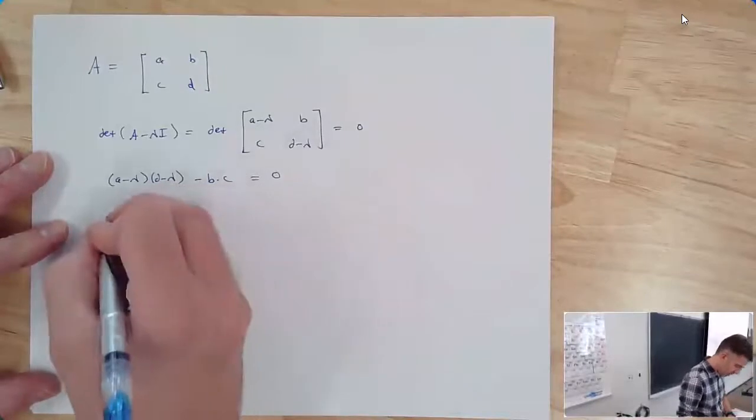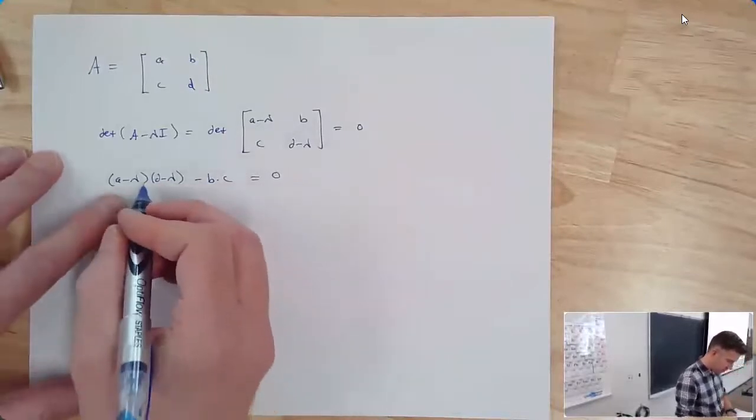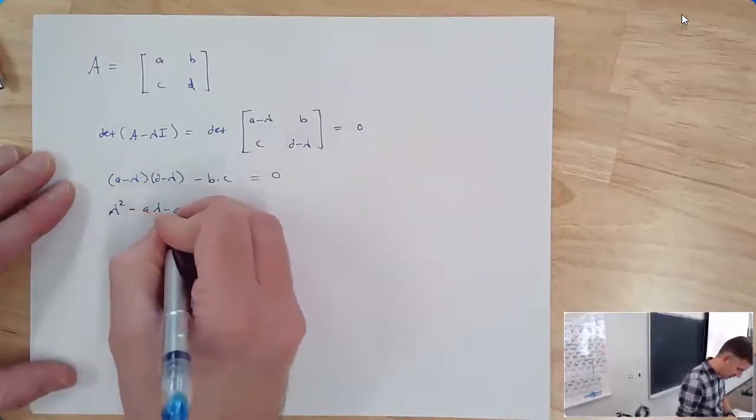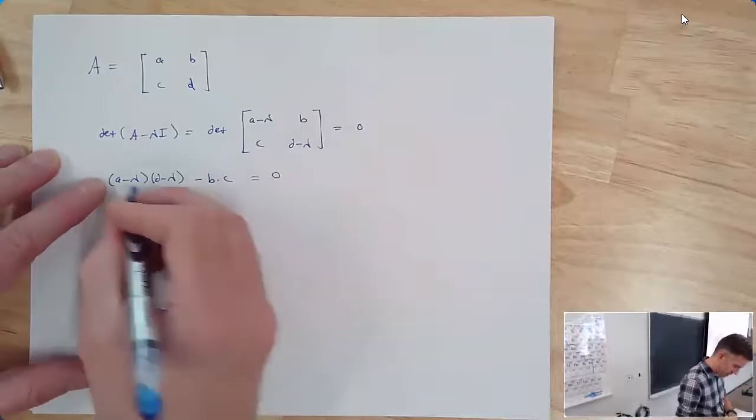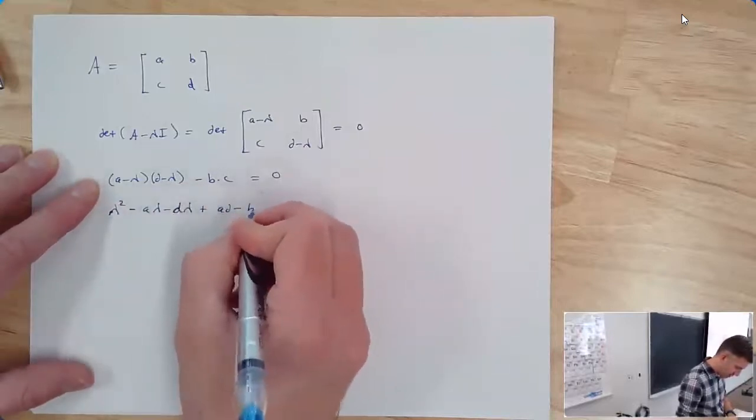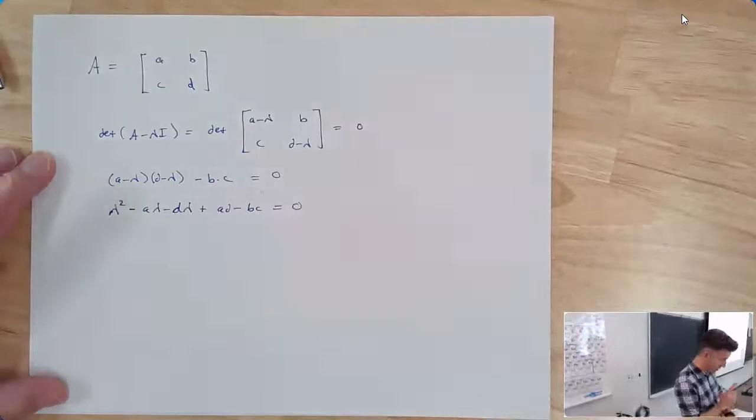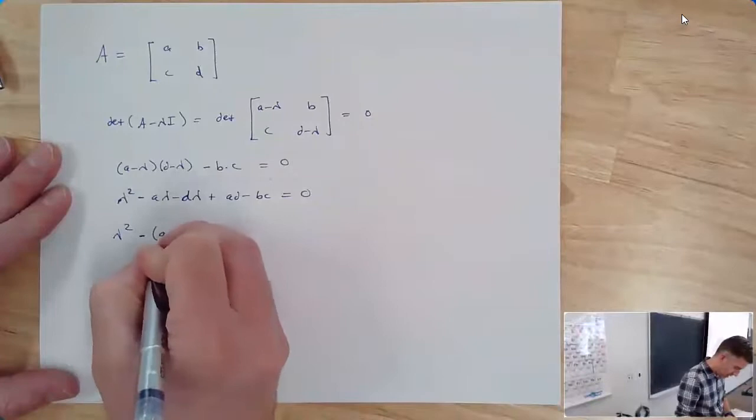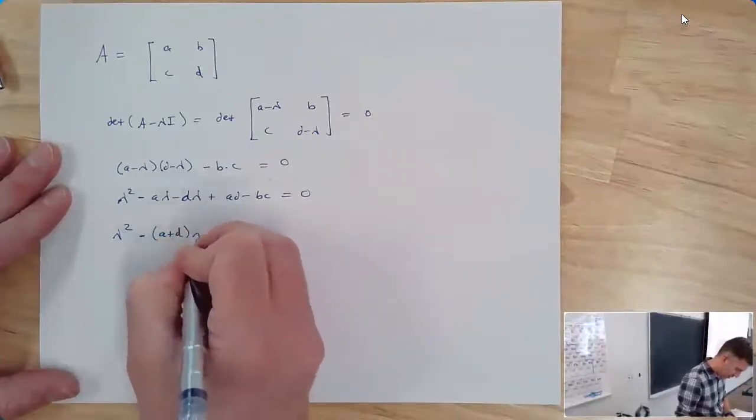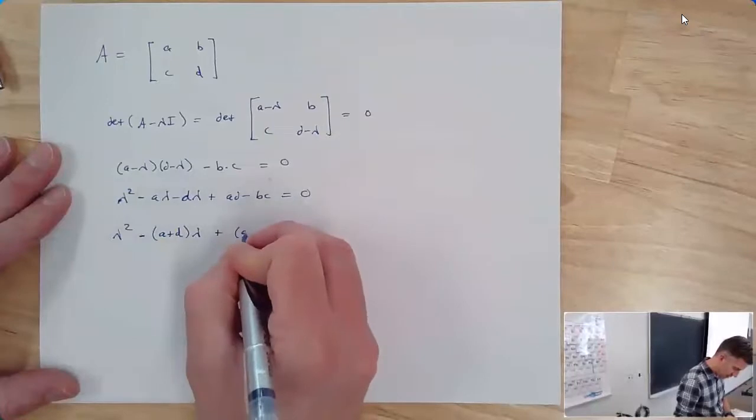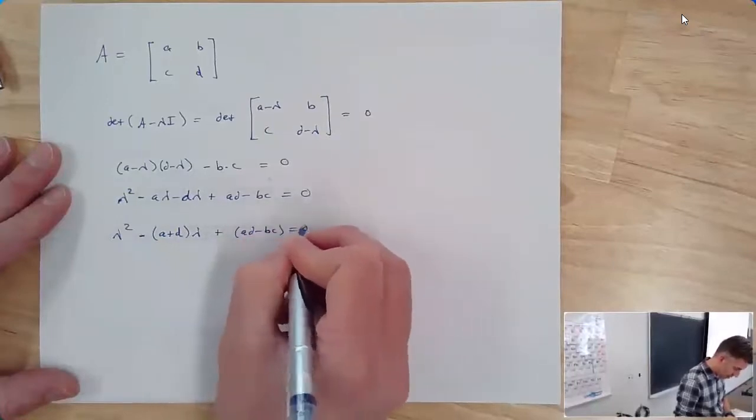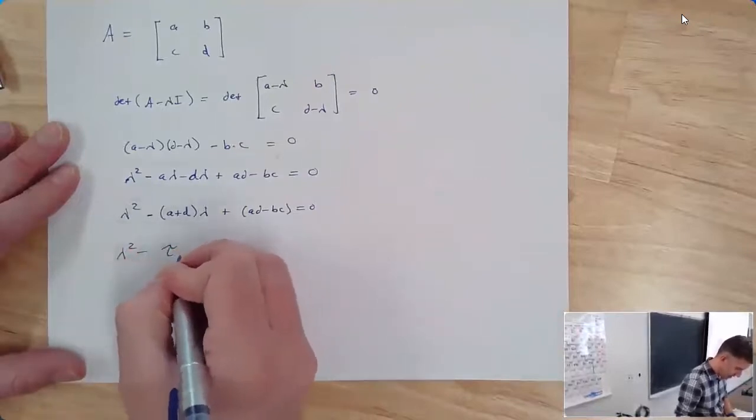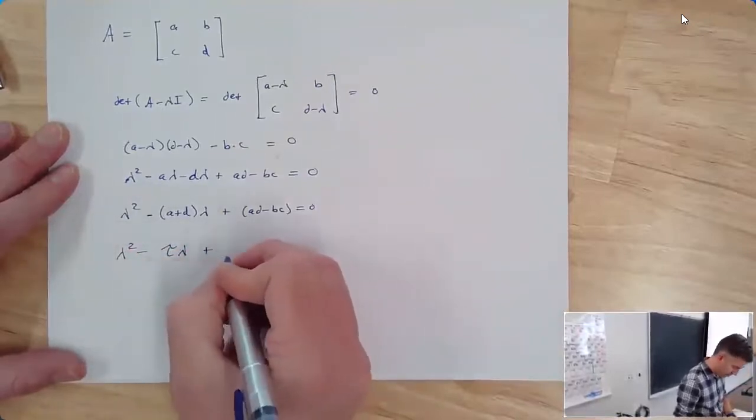We're going to get lambda squared. We're going to get minus lambda times D, minus lambda times A. So minus A lambda minus D lambda. And we're going to get plus AD minus BC. Or written another way, check this out: lambda squared minus (A plus D) times lambda plus (AD minus BC). Or in other words, lambda squared minus the trace times lambda plus the determinant.